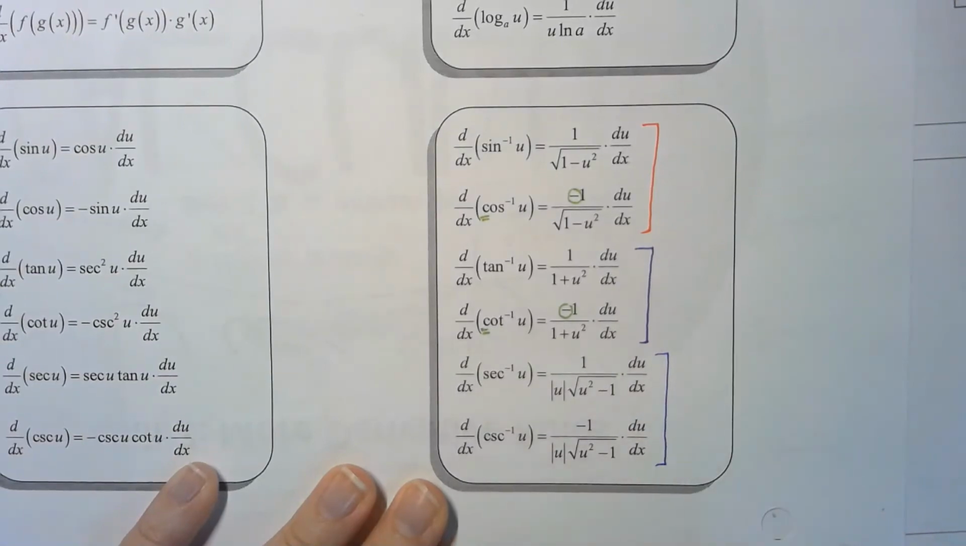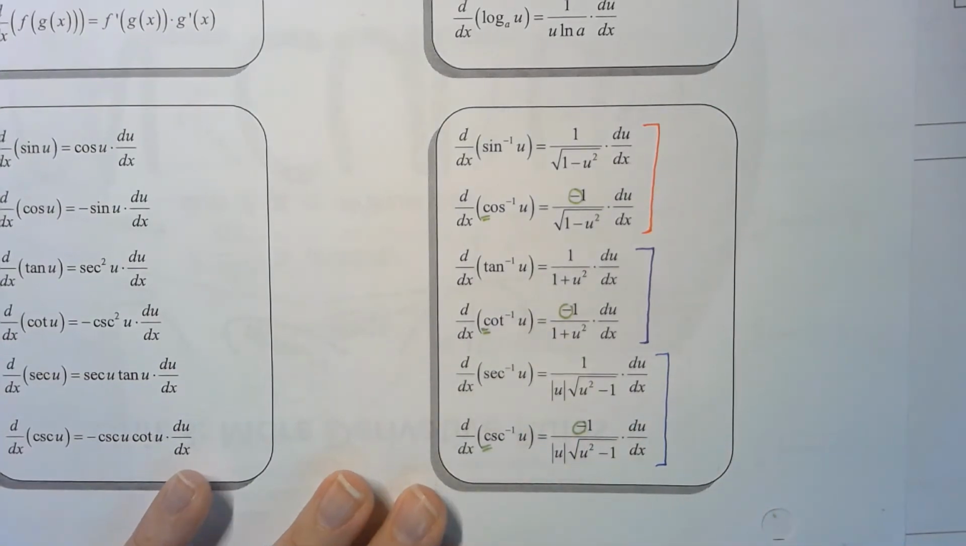And then these last two. They look miserable, don't they? We've got the derivative of inverse secant is 1 over the absolute value of u times the square root of u squared minus 1, and then the chain rule. The derivative of inverse cosecant is the exact same thing with a negative 1 on top. Wow, that's a lot to remember.